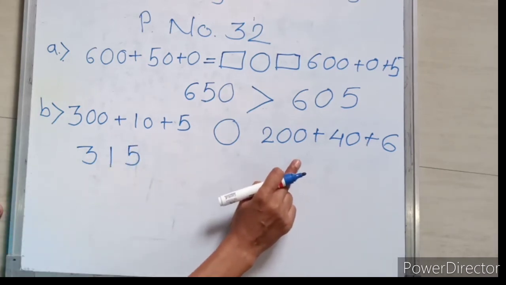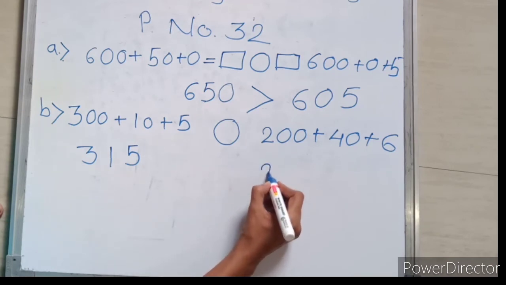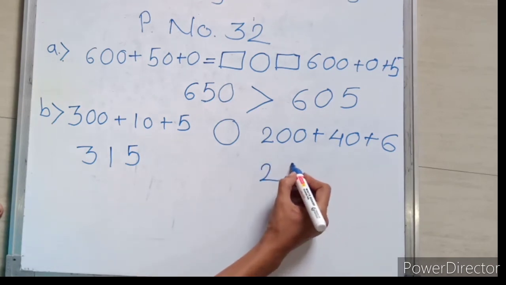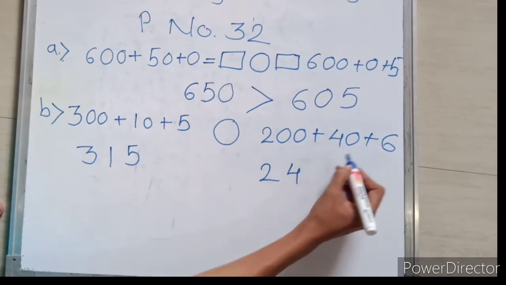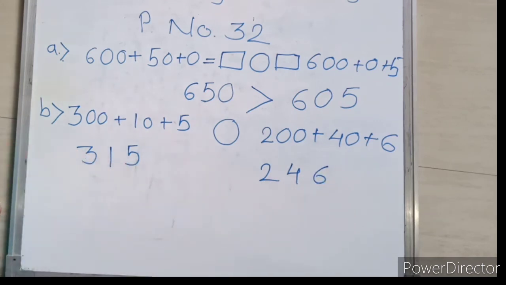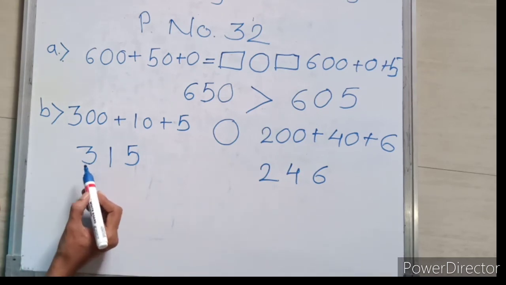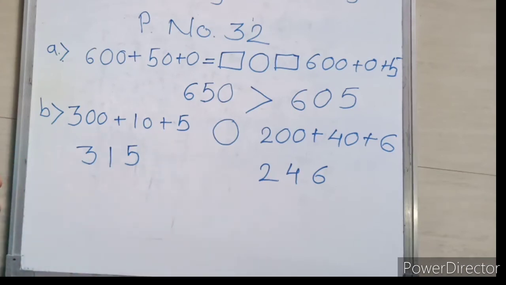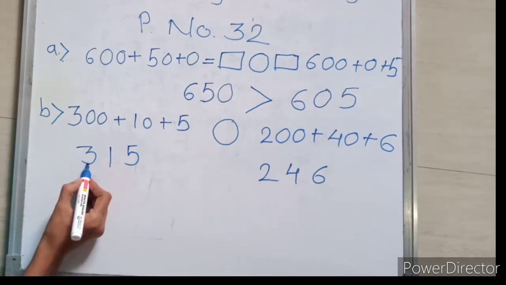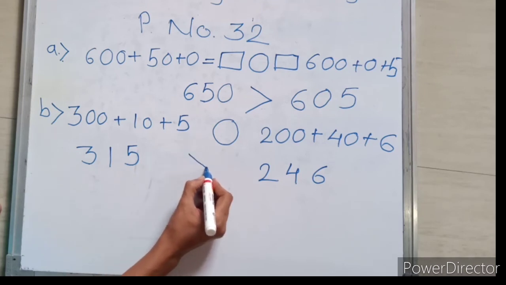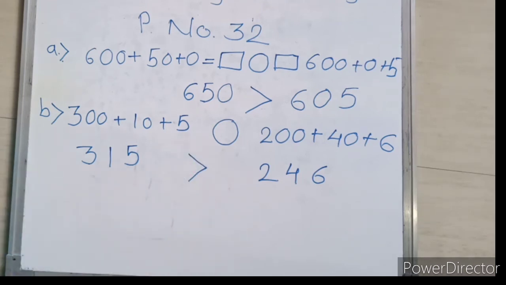Now here, how many hundreds? 2. How many tens? 4. And how many ones? 6. So now compare the place value of hundreds, tens, ones. Here is 3, here is 2. So is 3 greater or is 2 greater? Yes, 3 is greater. So here again the sign will come like this.